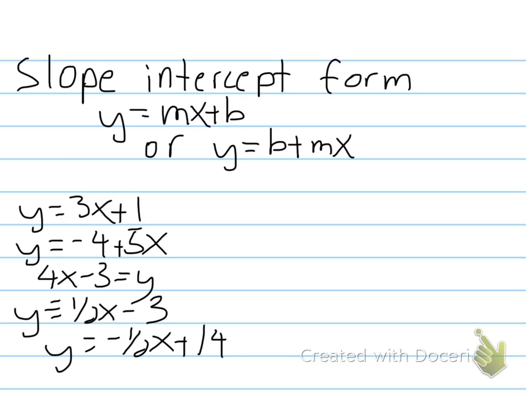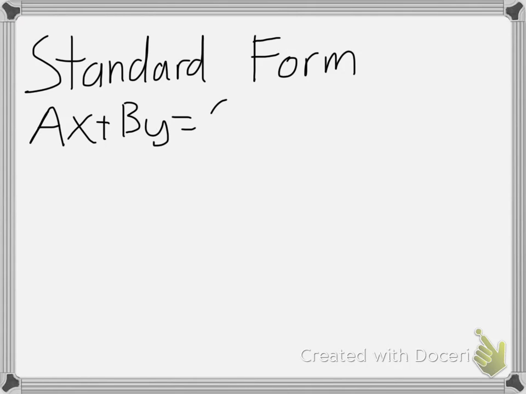But now we've been learning about a new form, so let's go over that one. That's called standard form. Okay? And that's going to be in this form, ax plus by equals c. And it's also a straight line. It's just written a different way.